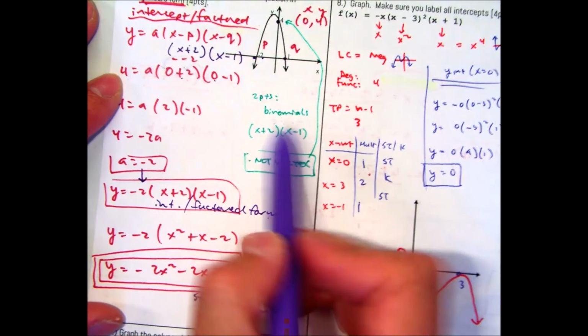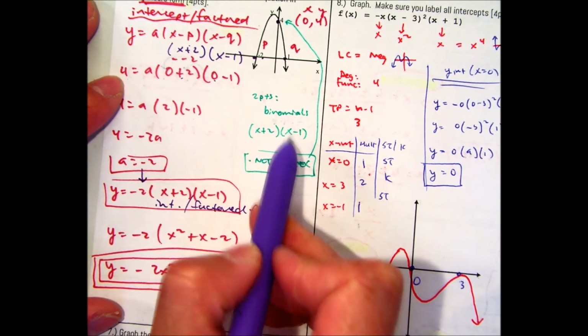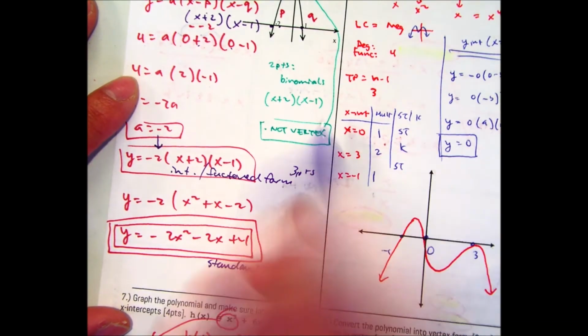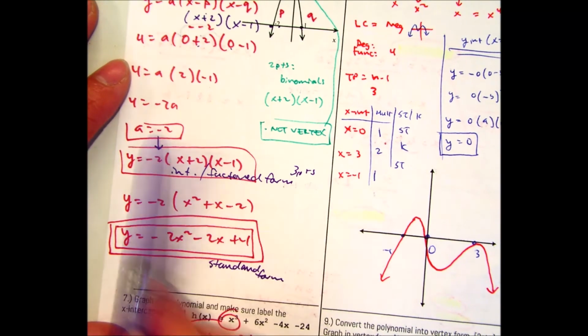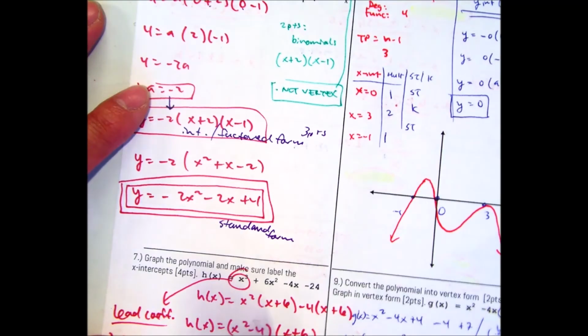I gave you 2 points if you got to the binomials, x plus 2, x minus 1. I would have given you 3 points if you got to factored form, or at least some partial credit if you got to a value, and then full credit if you expanded it.